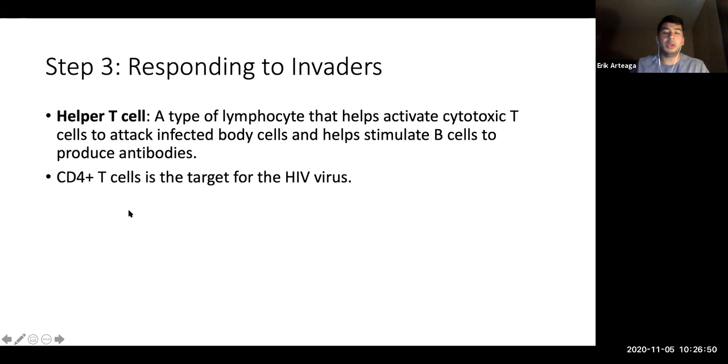All right. Responding to invaders, we have T helper cells. This is a type of lymphocyte that helps activate cytotoxic T cells to attack infected body cells and helps stimulate B cells to produce antibodies. We have CD8 positive T cells that help protect against cells that are infected with viruses or with cancer. And then we have CD4 positive T cells. These CD4 positive T cells help B cells become activated.